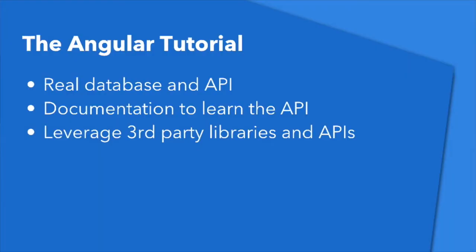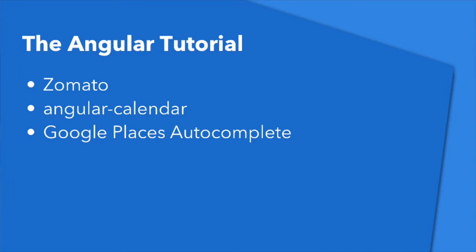In addition to the code you'll write yourself, you'll also learn how to leverage third-party libraries and APIs, including Zomato, a library known as Angular Calendar, and even some features provided by Google using their Google Places autocomplete API. You'll do all of this using the Angular CLI. No need to worry about CodePen or plunkers or single files that don't mimic the real world. You're using the CLI provided by the Google team, created with the expectation that this is how you're going to create a real app.